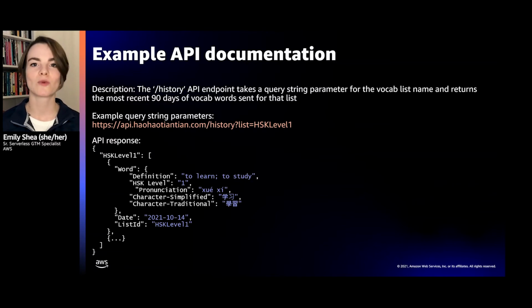I've got a short description of what the API endpoint does. This one is an API endpoint that I made that saves all of the past vocab words that have been sent out, so users can go in and review words that they've seen in the past. Then I've got my query string parameters. This is what you would use to call that API endpoint. I want to remember what the format was for the data that I sent to that API endpoint, just so that I know what it expects to see. And then lastly, I've got the API response. This is an example response that this API would send back to whatever service called it.